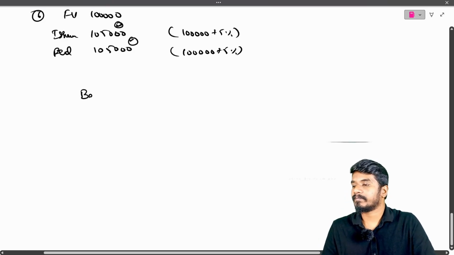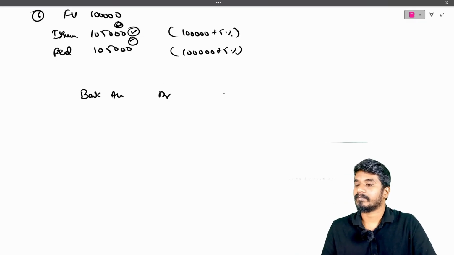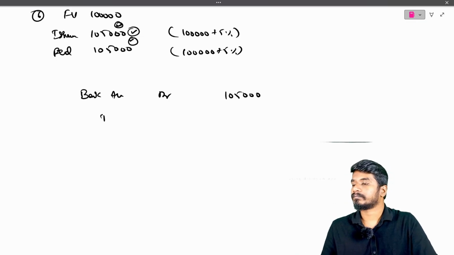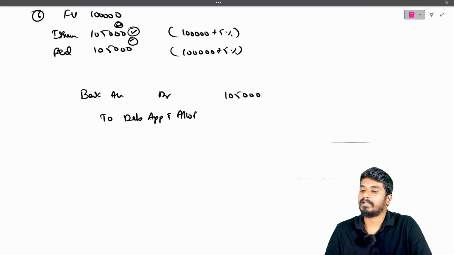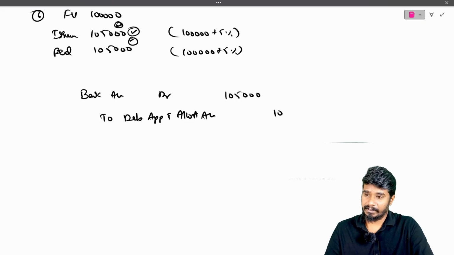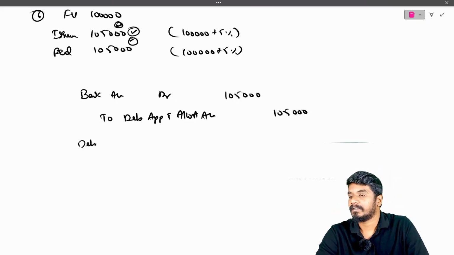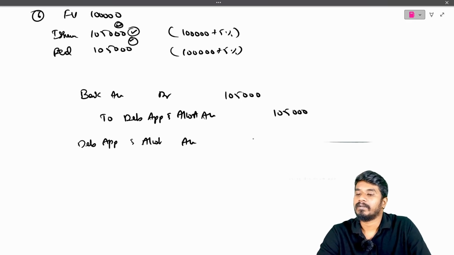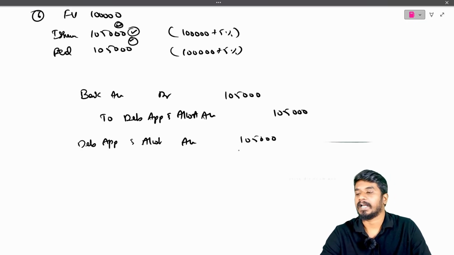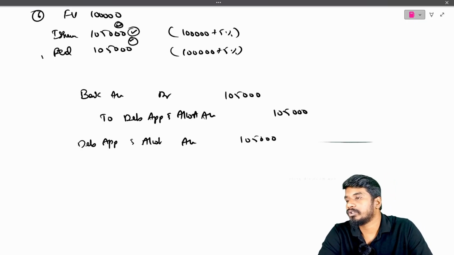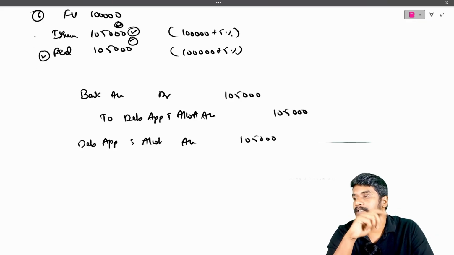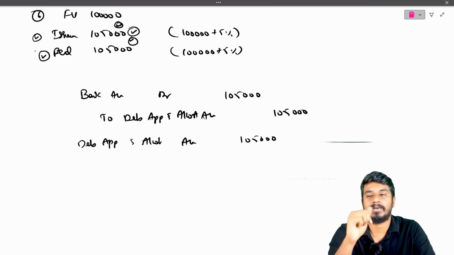The first entry is the same. Bank account will get debited whatever we are issuing. That is 1 lakh 5,000 to debenture application and allotment account, which will get credited for the same 1 lakh 5,000. Now we will reverse it. Debenture application and allotment account will get debited for 1 lakh 5,000. Now we need to show two premiums, that is issue premium and also redemption premium.